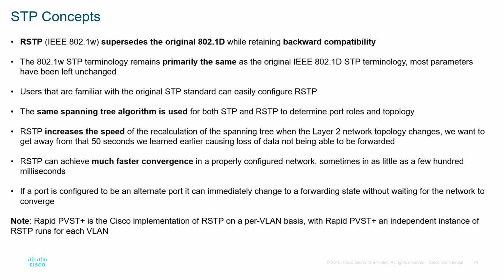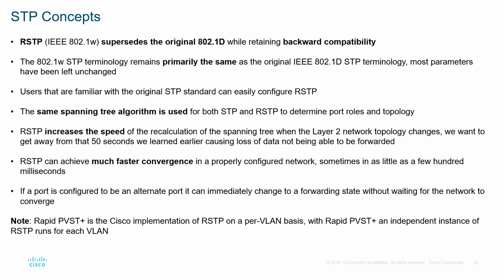RSTP increases the speed of the recalculation of spanning tree when the layer 2 network topology changes. We want to get away from that 50 seconds that we learned about earlier, which causes loss of data not being able to be forwarded. So it can achieve much faster convergence in a properly configured network, sometimes in as little as a few hundred milliseconds.